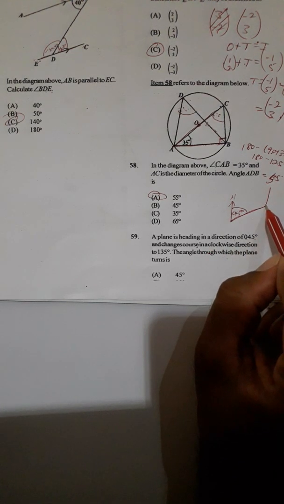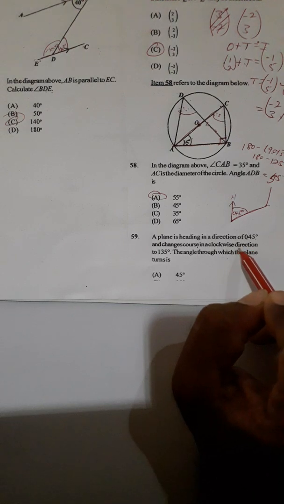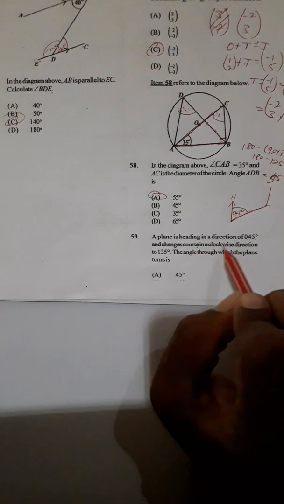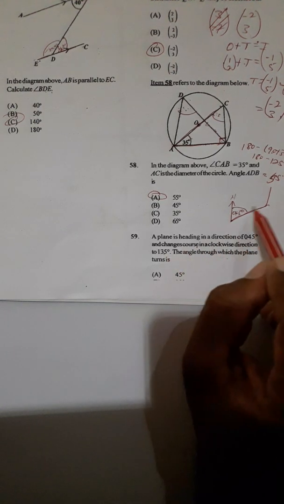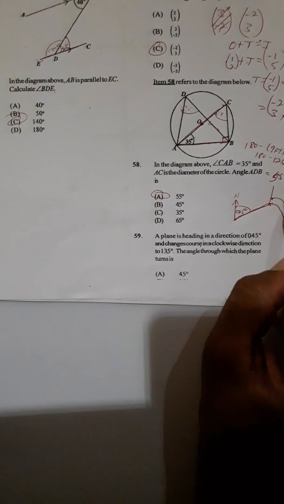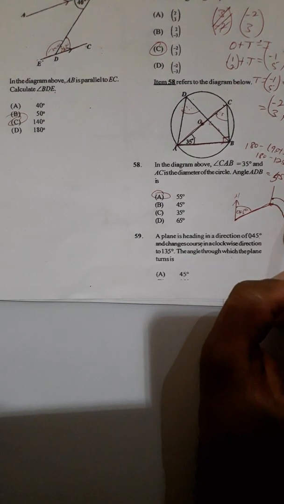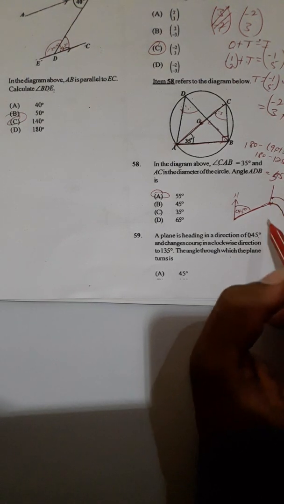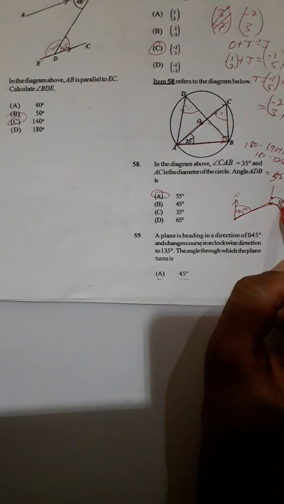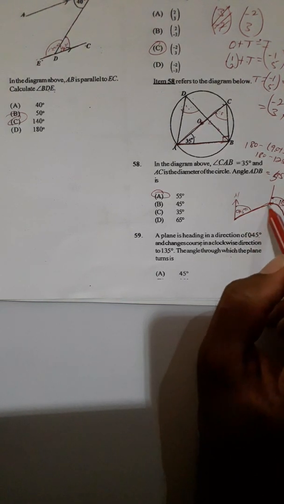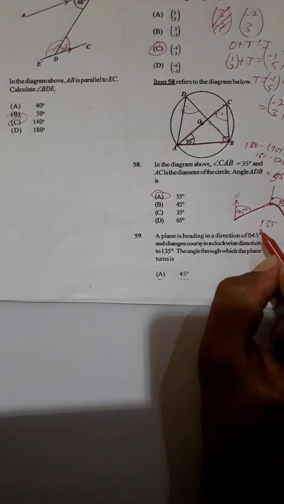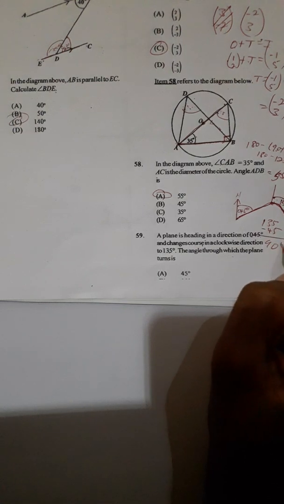So it decided to make a turn and changes course in a clockwise direction to 135 degrees. So it was flying at 45 degrees, then it turned around, then it is going at 135 degrees. So it is pointing downwards now, right? The angle through which the plane turned: this is 135 and it was going at 45, so we need to subtract. So 135 minus 45 should give us 90 degrees.